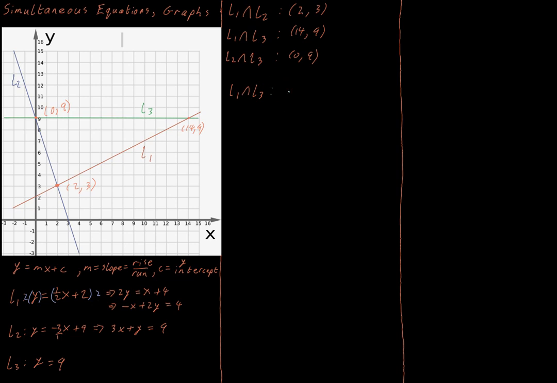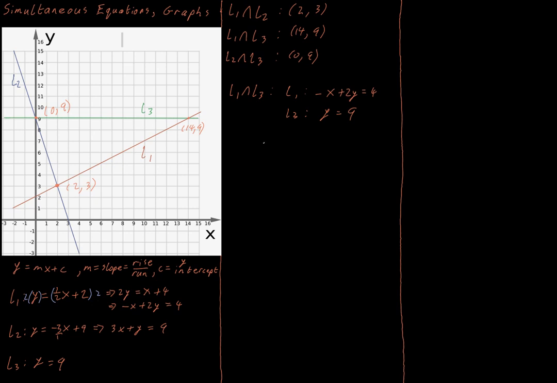So for that, we need to know L1. Well, L1 is minus x plus 2y is equal to 4, and L3 is going to be y is equal to 9. Now, in this particular case, we know exactly what y is. So this is like we've actually done half of the question already. All we have to do is say, well, y is 9.